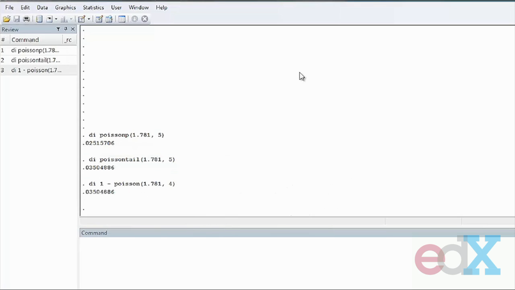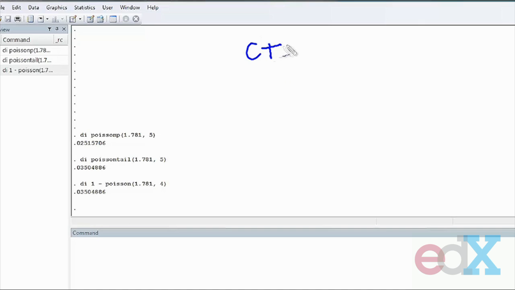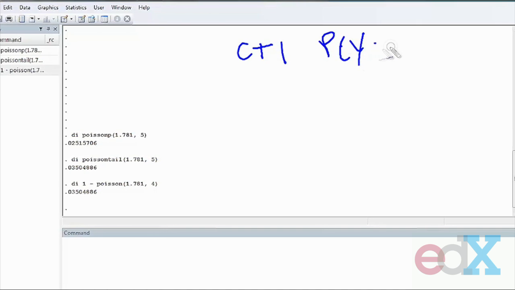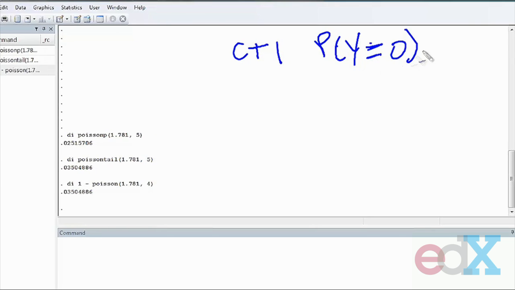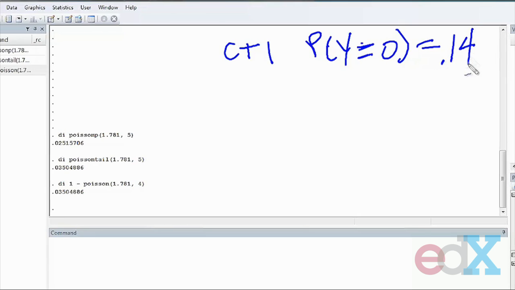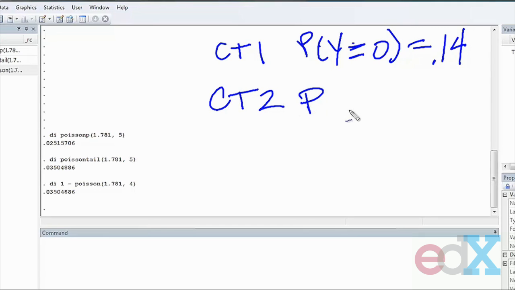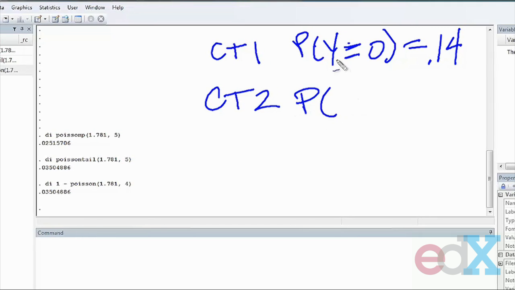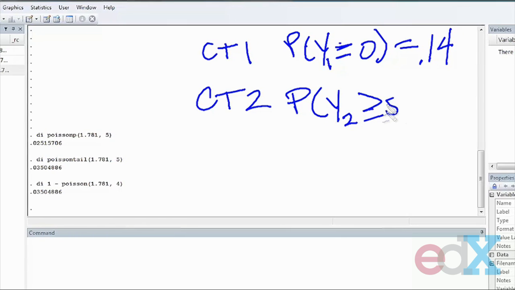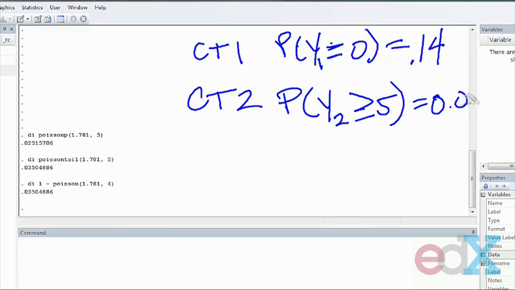So just thinking back to recap what we've learned in this module, we learned that for Census Tract 1, the probability of observing 0 breast cancer cases was equal to about 14%, so 0.14. Now, Census Tract 2, the probability of observing, let's subscript this with a 1, greater than or equal to 5 breast cancer cases was about 0.035.